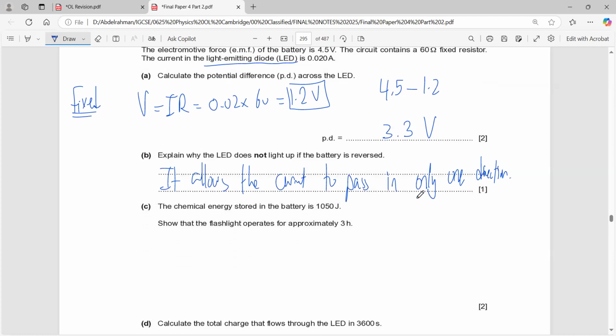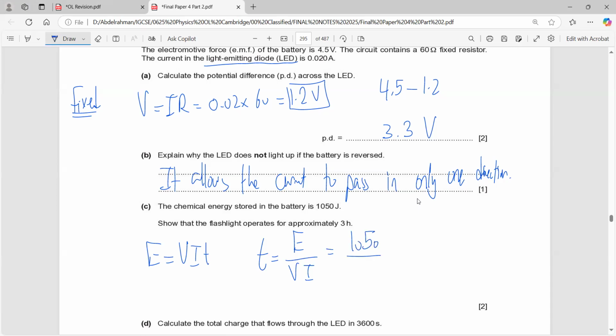The chemical energy stored in the battery is 1050 joules. Show that the flashlight operates for approximately 3 hours. Energy, time, so we have an equation. E equals VIT. We need to find the time. So basically, time is energy over VI. What's the total energy? 1050.